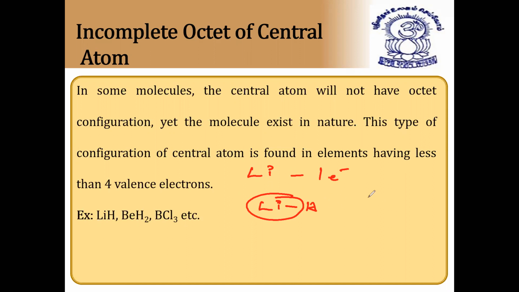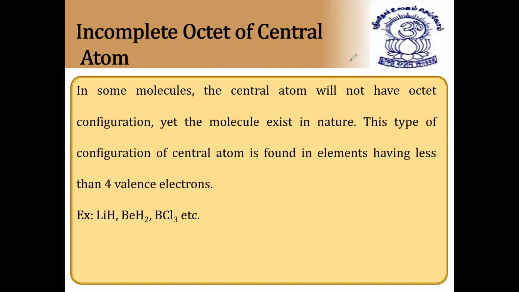Next we have beryllium hydride. Beryllium hydride, you can see, beryllium has 1 hydrogen this side and 1 hydrogen that side. So after sharing it is getting only 4 electrons. How many electrons? 4 electrons after sharing. Still it is having less than 8 electrons. So this is also an exception.